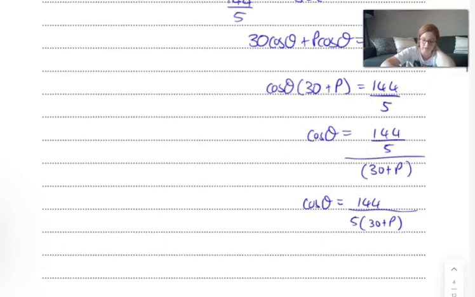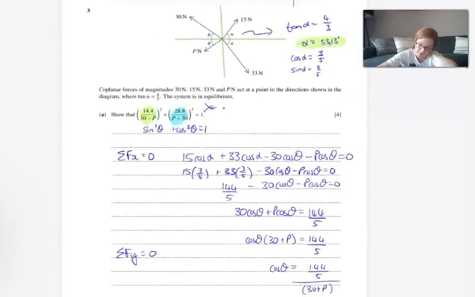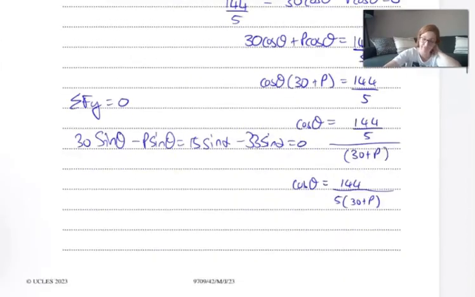If I now look at my sum of my forces in my y direction, they should also be equal to 0. So here I have 30 sine theta minus p sine theta is equal to 15 sine alpha minus 33 sine alpha, and that's all equal to 0.